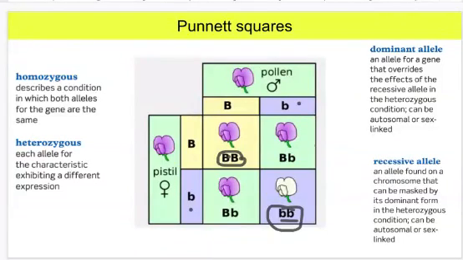Remembering that a dominant allele for a gene overrides the effects of the recessive allele in the heterozygous condition, and can be autosomal or sex-linked. And recessive alleles are found on a chromosome and can be masked by their dominant form in the heterozygous condition, and they can also be autosomal or sex-linked.